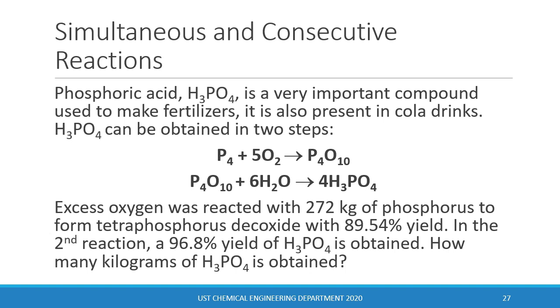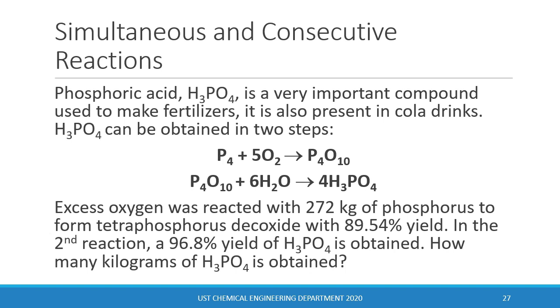Lastly, we move on to simultaneous and consecutive reactions. Simultaneous reactions are two or more chemical reactions that occur at the same time and in the same system, while consecutive reactions are those in which the product of one reaction becomes the reactant of another reaction. To further understand this, let us consider this problem.